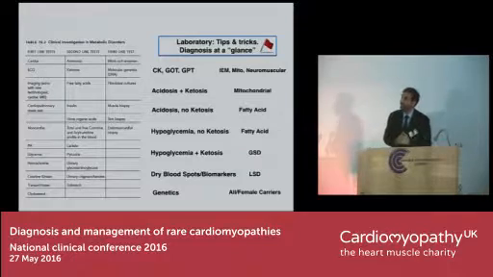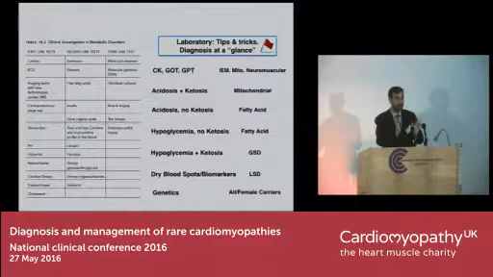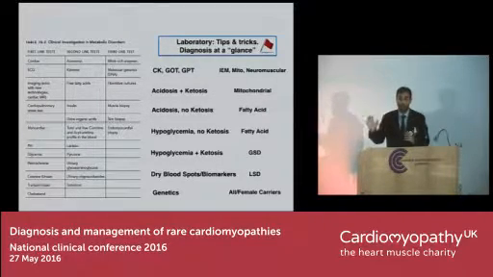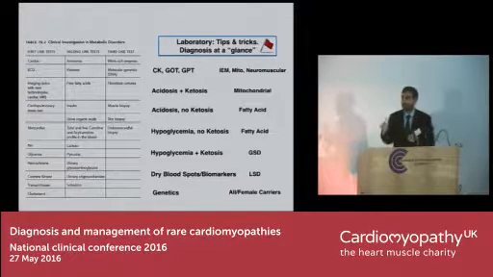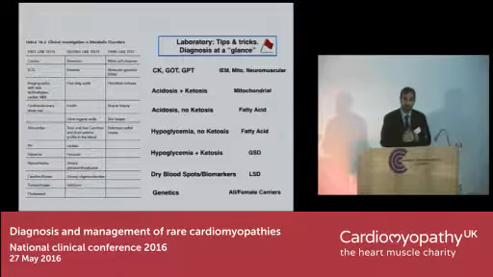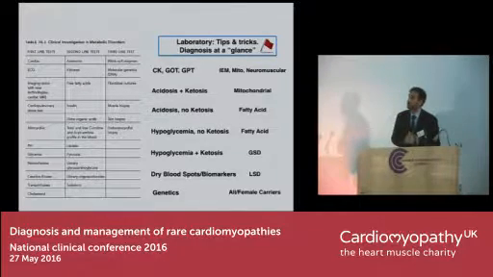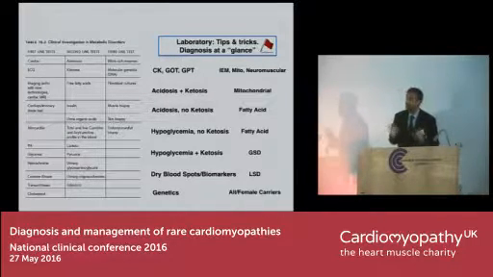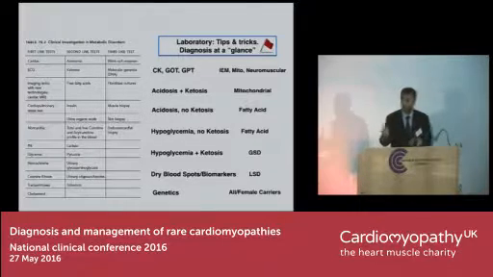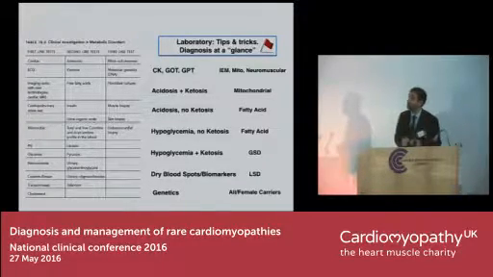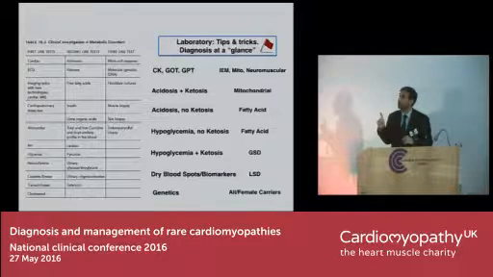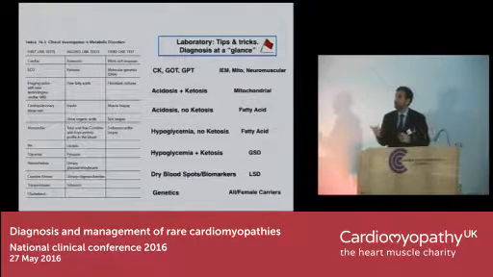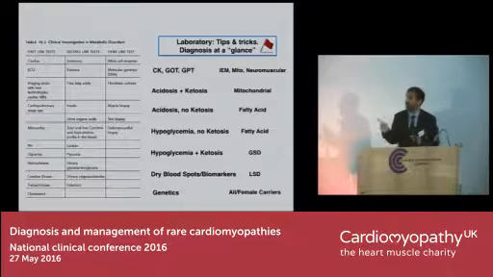Let's think that we can have first line, second line, and third line tests. When we look for lab tests, we need to start with CK and transaminase. These are important for all metabolic disorders. We can have specific patterns, which I made really simple: acidosis and ketosis in mitochondrial disorders, with an increased lactate pyruvate ratio; acidosis or hypoglycemia with no ketosis in fatty acid oxidation defects; and hypoglycemia with ketosis in GSD.